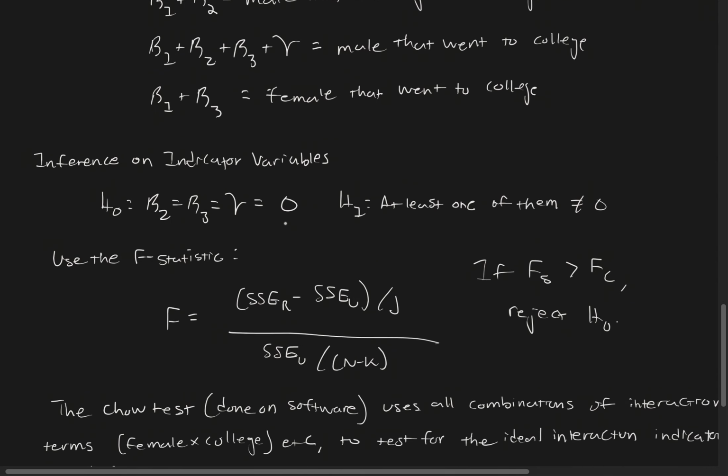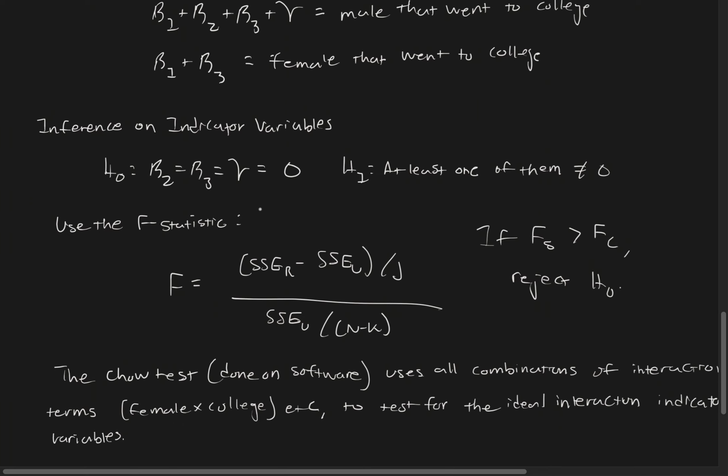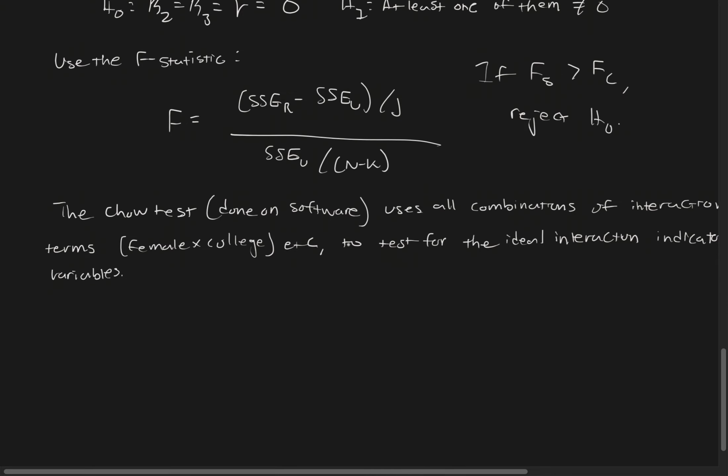All right. Using inference or hypothesis testing on indicator variables is pretty similar as always. Null would say all of them would equal 0, including the gamma. And then the alternative would say at least one of them is significant, or not equal to 0. So we'll use the same F statistic. If it's greater than the critical value, we reject.